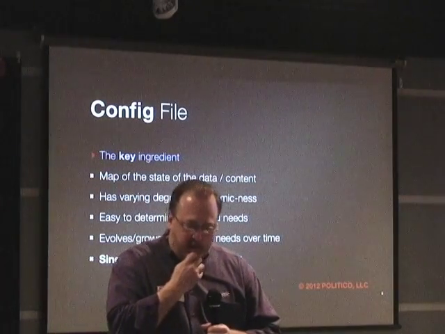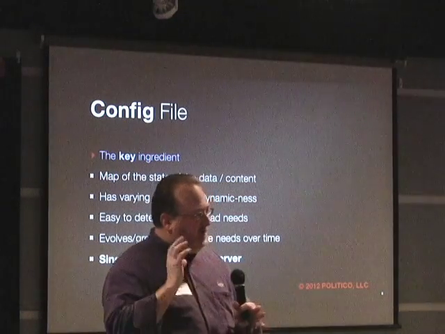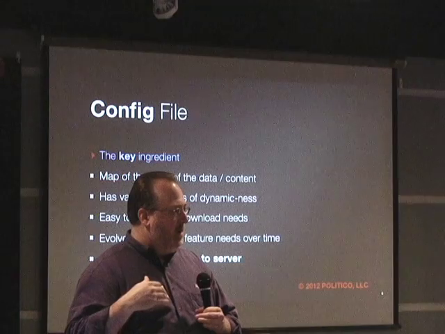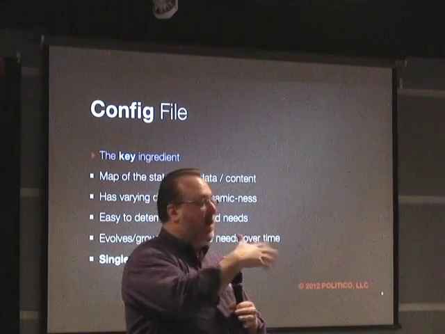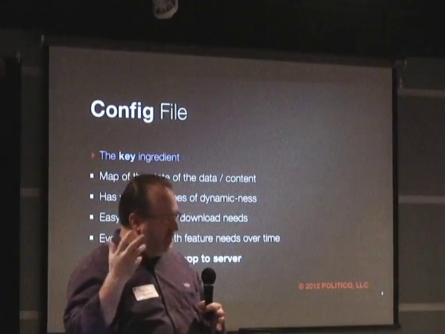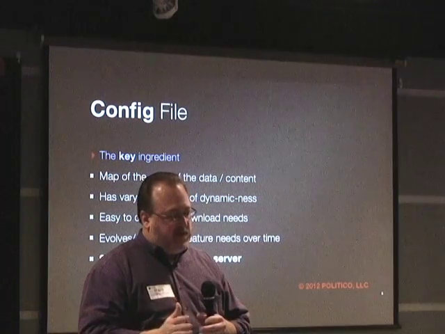So the key ingredient here was what I call our config file. This is your manifest. This is basically the single point of contact between your app in the field and the content that you have on your servers. It's the only place that has to be pretty much hard-coded in terms of URL or whatever. Everything can be dynamic from there, but you have to have a single point of contact.